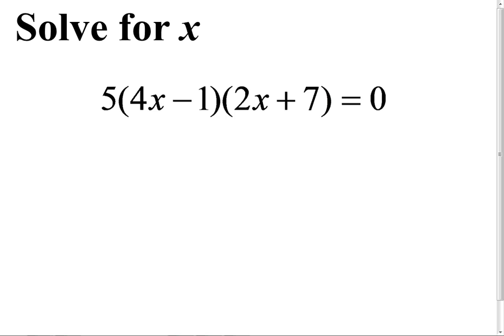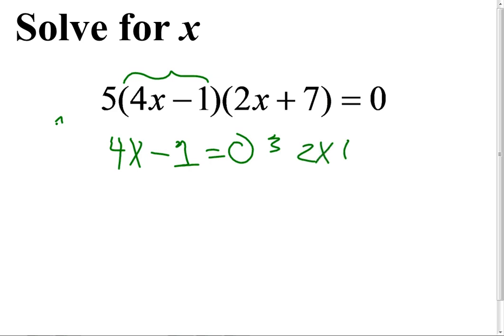So, first you set your factors equal to 0. The ones that can be. Can 5 be 0? No. So what's the first factor? 5. 5 can't be 0. So the first factor is this whole thing in the parentheses. So write that down. Equals 0. Or, what's the other factor? It is an or, though. Equals 0. There you go. Now, you just have to solve those equations.